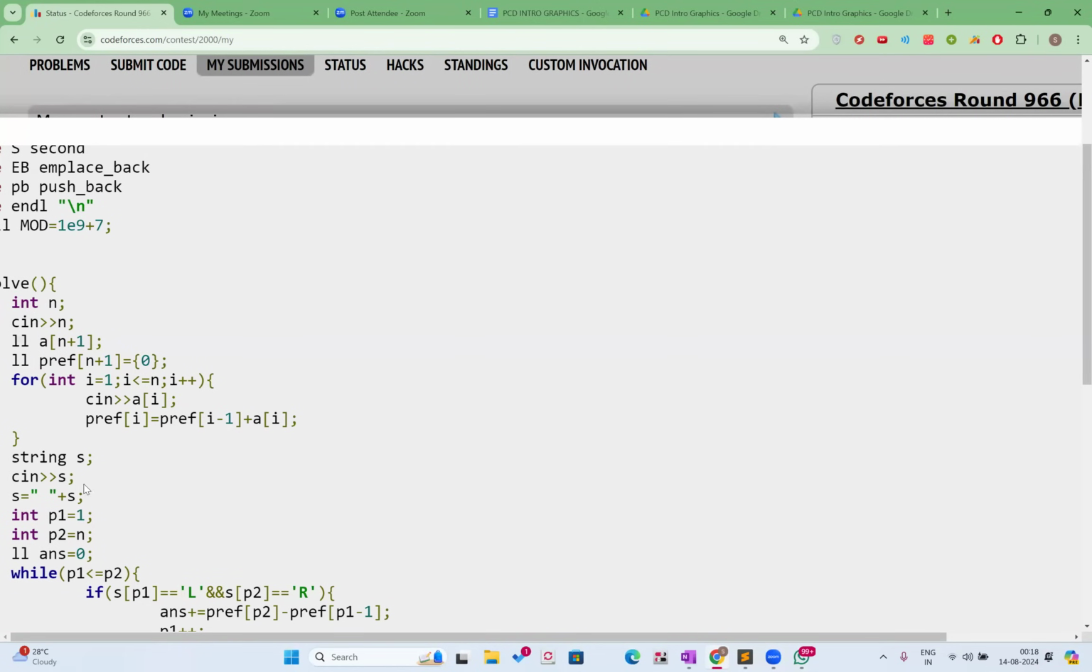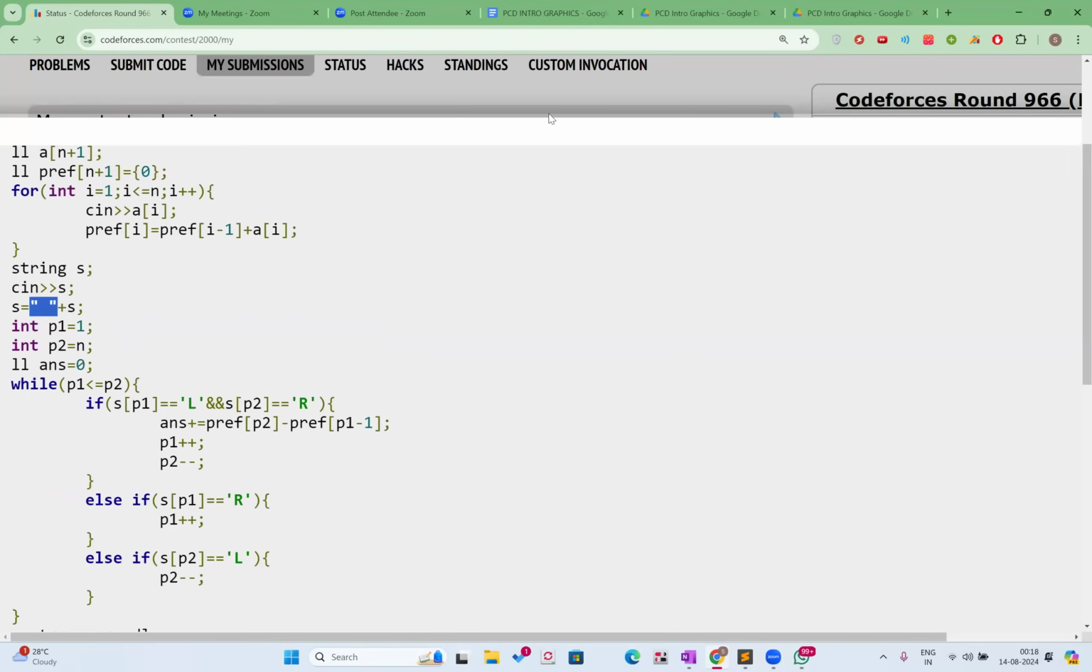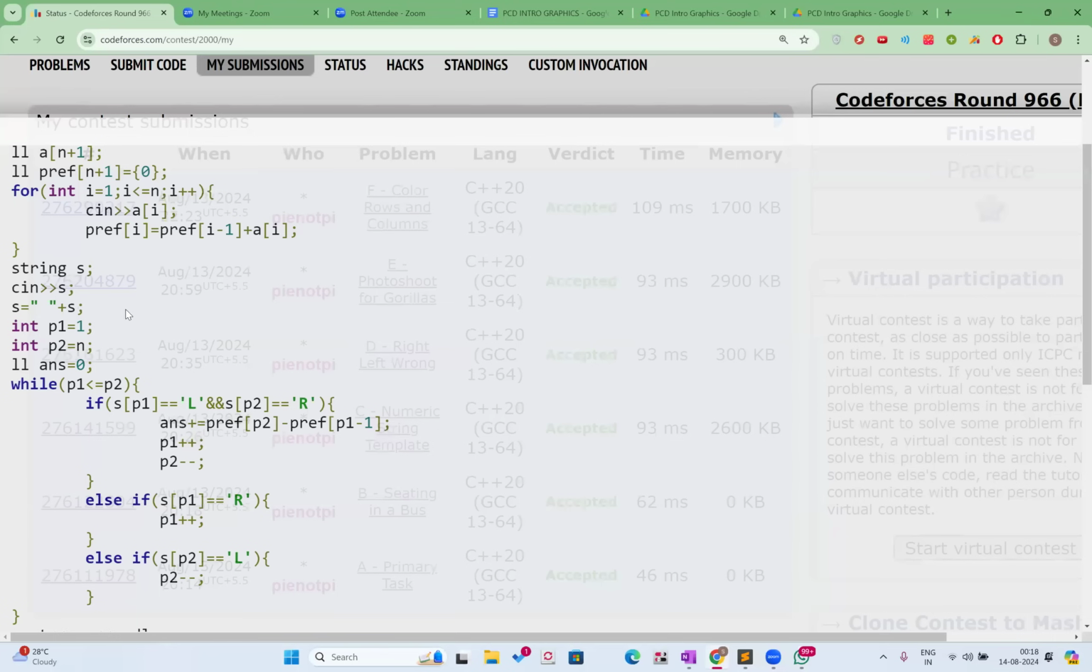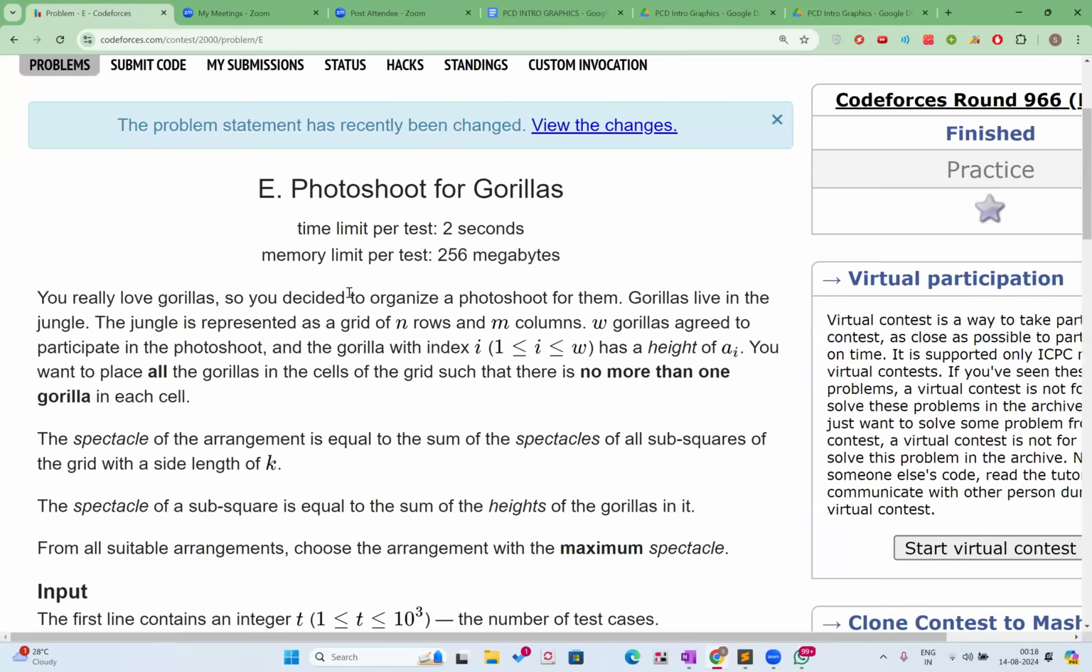For the string part, I have added a space for the first letter of the string, so that it becomes one-indexed. Got it? Okay. So now I'll just move on to the next question.